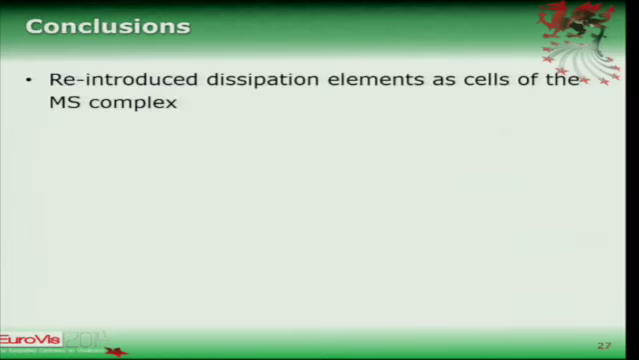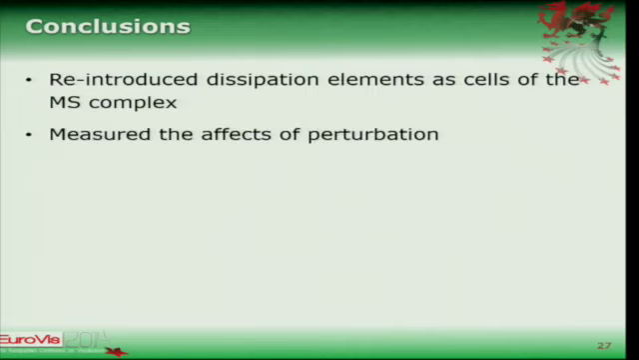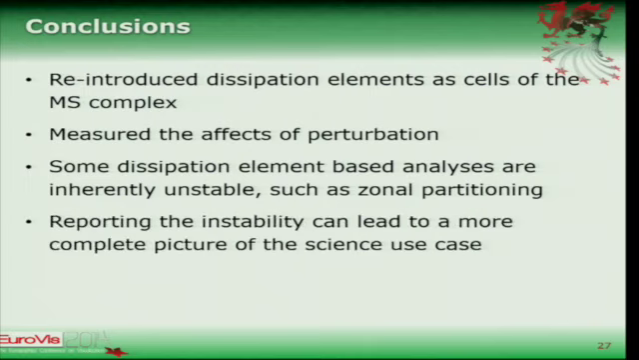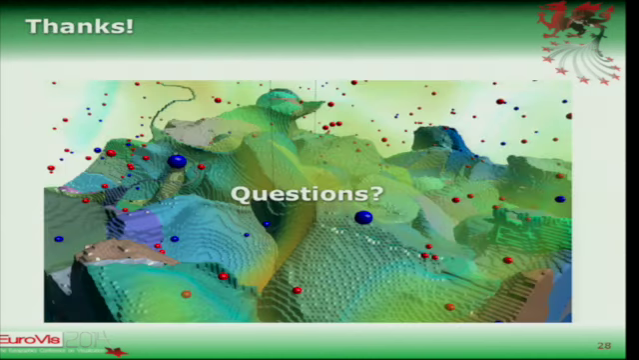So in conclusion, we reintroduced dissipation elements as the cells of the Morse scale complex. We measured the effect of perturbation on analysis of various statistics on dissipation elements, and showed that some of these are inherently unstable, and also that reporting the instability can still lead you to have a more complete picture of the science use case. So thank you, and questions.